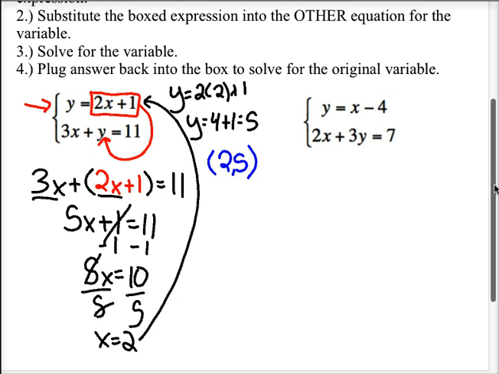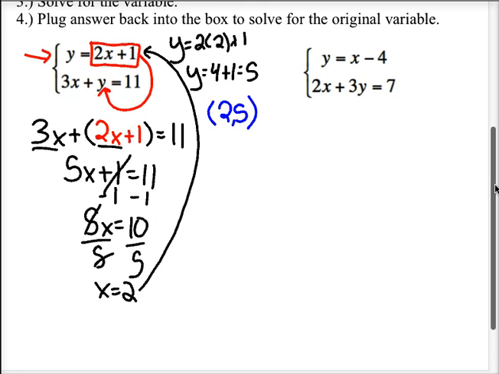So let's practice it again. Again, here's my equation that has one of my variables already solved for. So I'm going to box the other side of it. Okay? And that I'm going to put in the place of y. So I'm going to rewrite that entire second equation, but instead of using y, I'm using x minus 4.